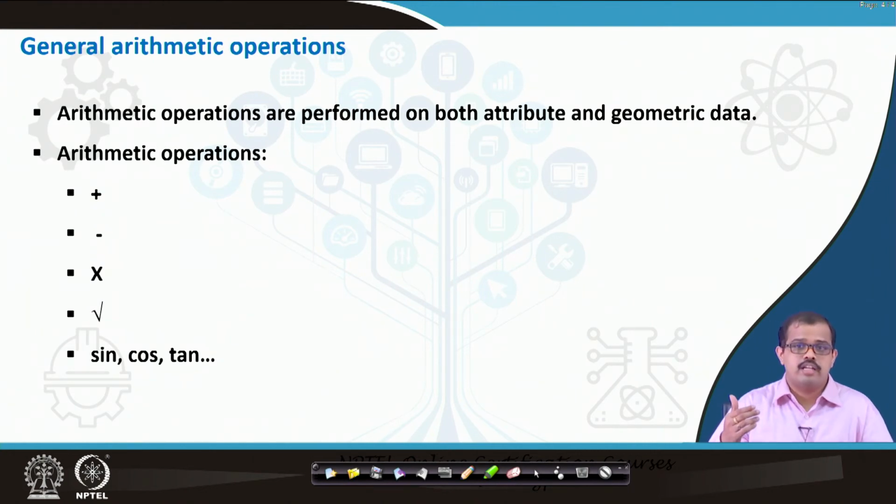For example, both attribute and geometrical data. Arithmetic operations can be adding, subtracting, multiplying. It may be your square roots, it may be sine, cos, tan. So even these trigonometrical operations can also be performed using general arithmetic operations. Other than this, whatever statistical operations that you see in your daily routine, all of these operations can be performed on whatever data set you have. The only thing that you have to maintain is why that particular operation is being done.